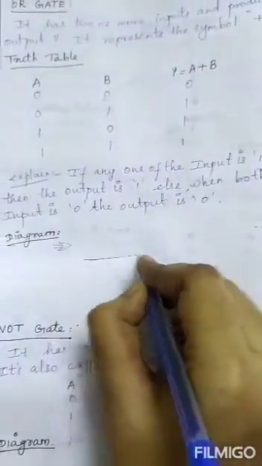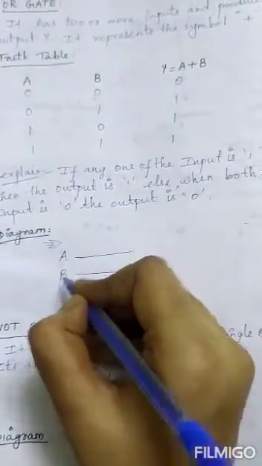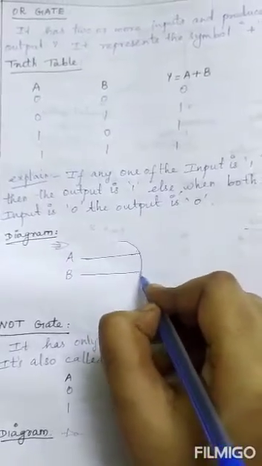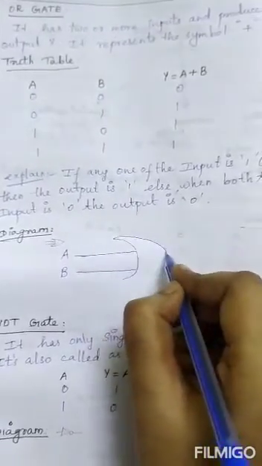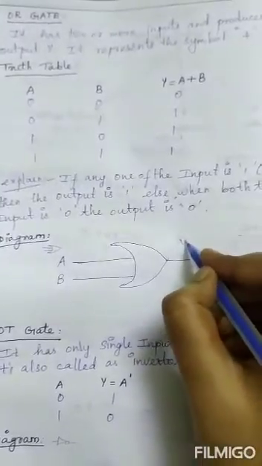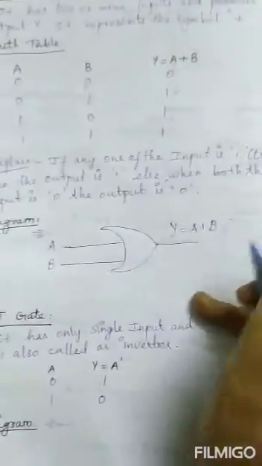Now I will draw the diagram for OR gate. There come two inputs A, B. For OR gate, it should not be a straight line, it should be a curved line, and we have to join it. This is the circuit diagram, and the output Y is equal to A plus B. You have to mention this.